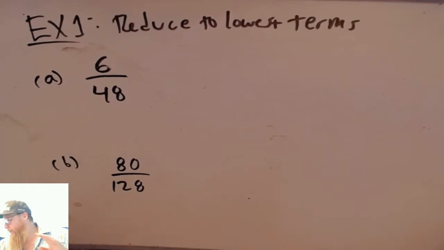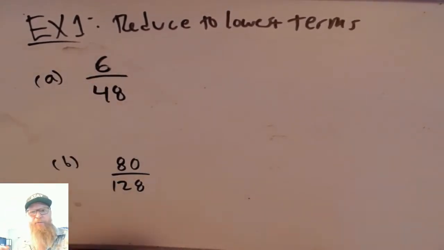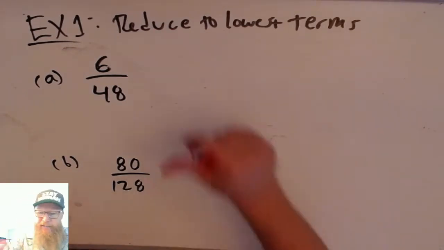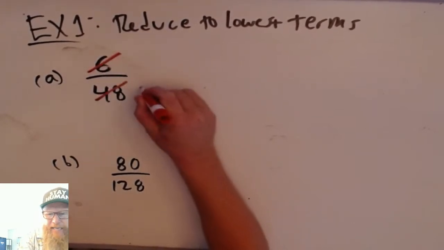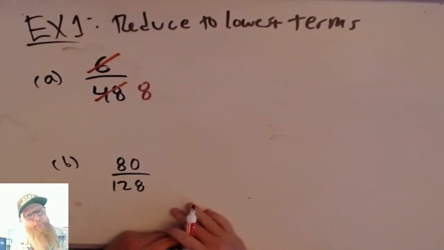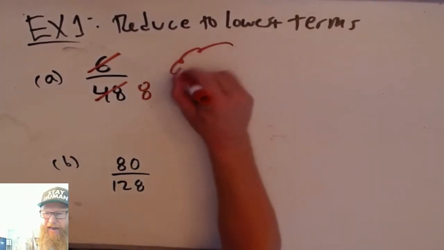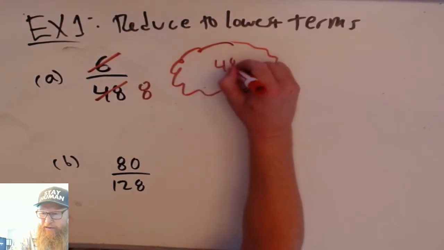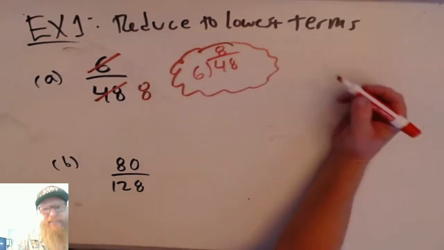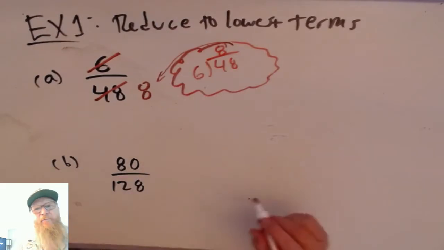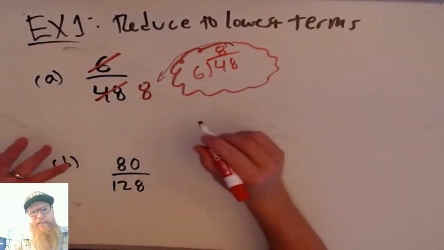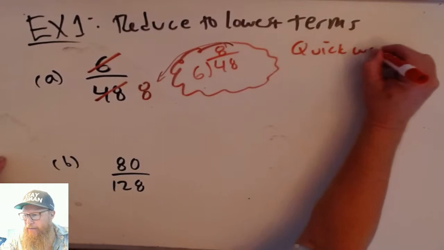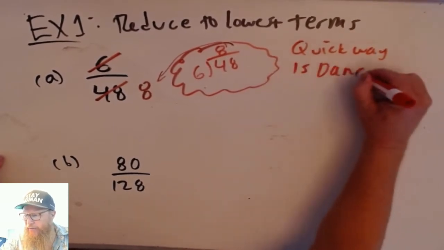Okay, now I want to say something about this procedure. There is a quick way to do it, and the quick way is like this. 6 goes into 48 8 times. That is true, so you can just do it with mental math. You could say 48 divided by 6 is 8, and then just write this as 8. The problem with the quick way is that it is dangerous.